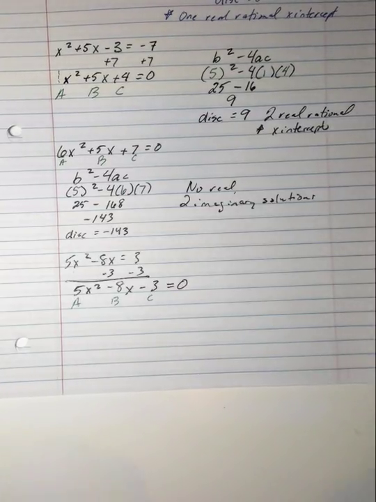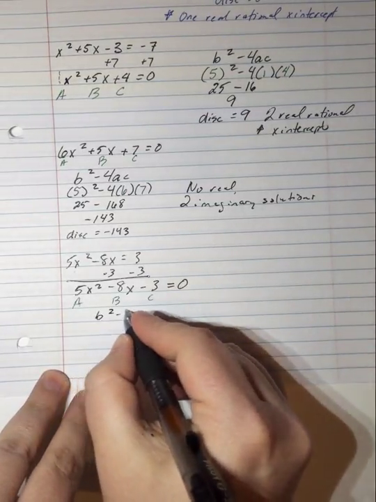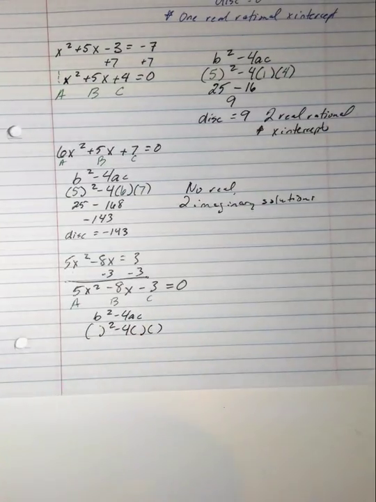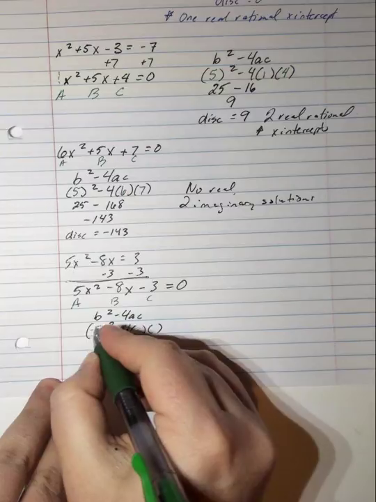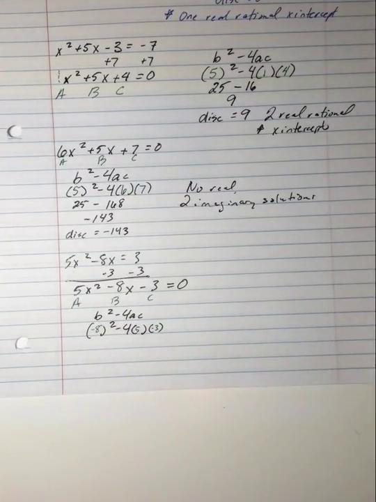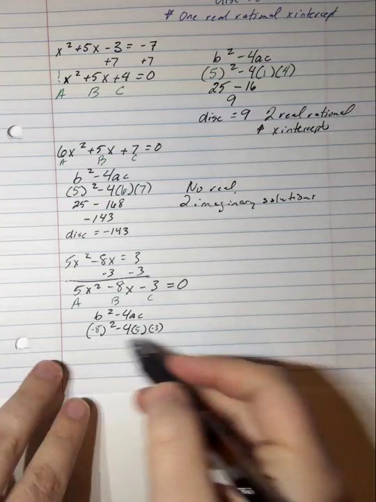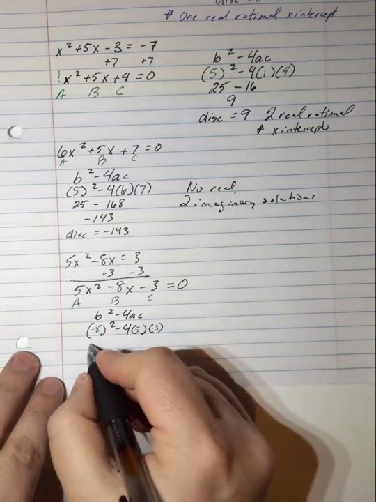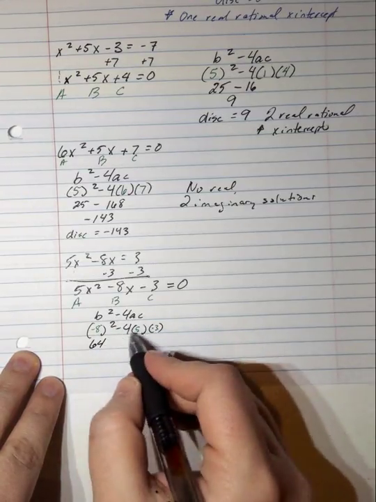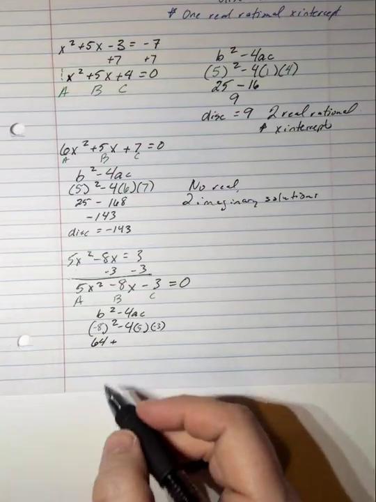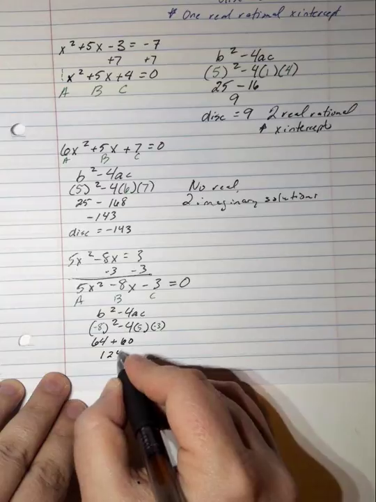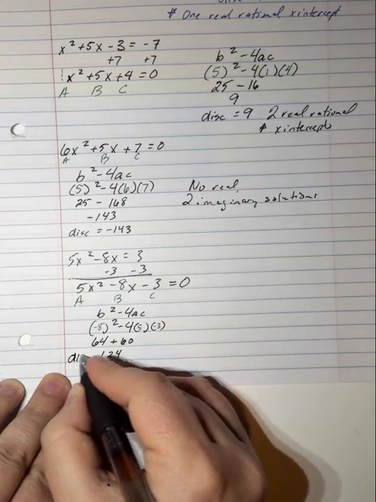Do your formula. So b squared minus 4ac, put your parentheses in there, and start plugging in. So your b in this case is -8, your a is 5, and your c is -3. Do some computation here. Type it in just the way you see it if you want to. You can do some by hand. -8 squared is going to be 64. 2 negatives is going to make this a positive. So 64 plus 60 is going to give me 124 for my discriminant.